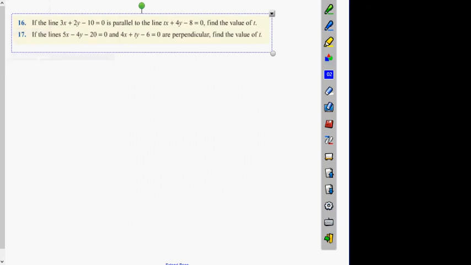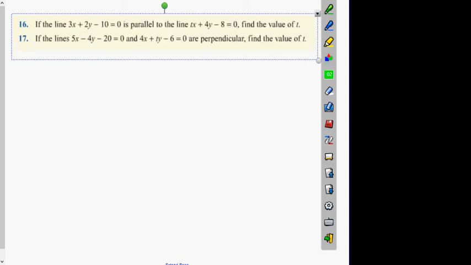What we have here, guys, is question 16, okay? This is on 2.8. Now, what you're looking at here is number 16. This line here is parallel to this line here. What does that automatically mean about both lines? Same what? Same slopes, okay?